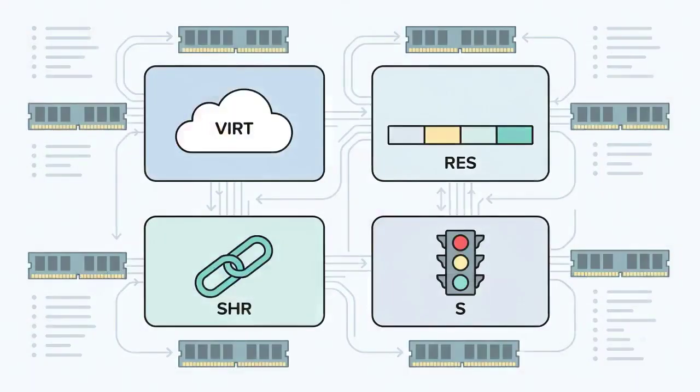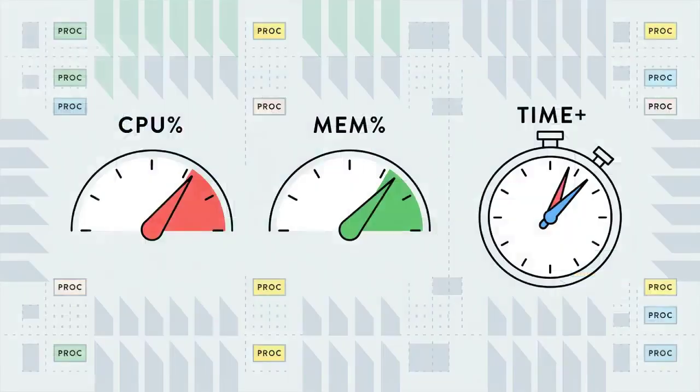The next group of columns tracks memory and state. VIRT is the virtual memory a process has reserved, drawn as a fluffy cloud. RES is the resident memory actually living in RAM, shown as a solid bar that fills up. SHR is the shared memory it borrows from libraries, symbolized by a chain link because multiple processes can hold hands and use it together. S is the process state, a little traffic light showing whether the process is running, sleeping, or stopped.